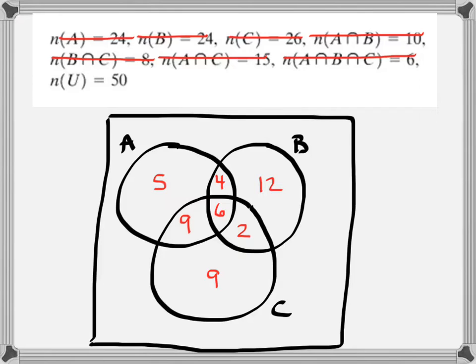Alright, now let's deal with this universal set. The universe is everything inside of the box, and we know that there has to be a total of 50 elements inside this box. How many have we already accounted for? Well, if you count up 5 plus 9 plus 4 plus 6 plus 2 plus 12 plus 9, you will get 47. That means that there were 3 elements which we did not account for when we filled in the circles. So there are 3 elements in the outside of all of the circles.